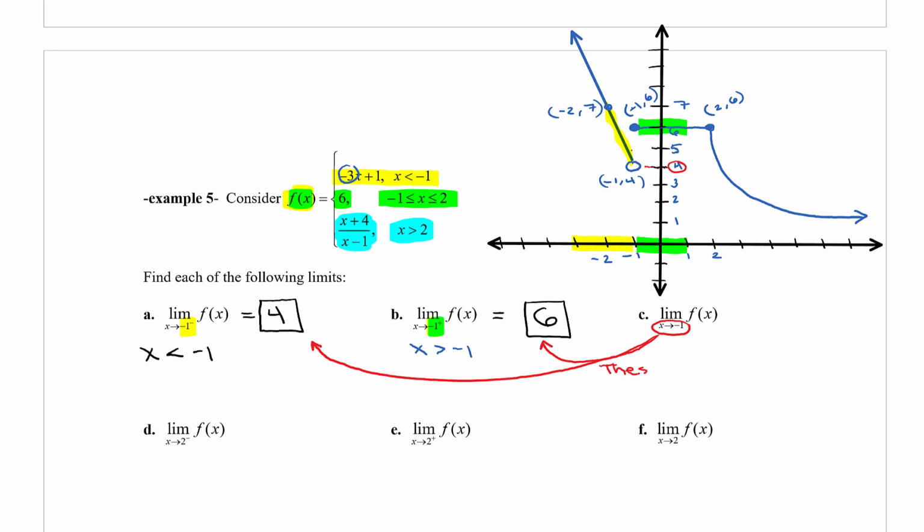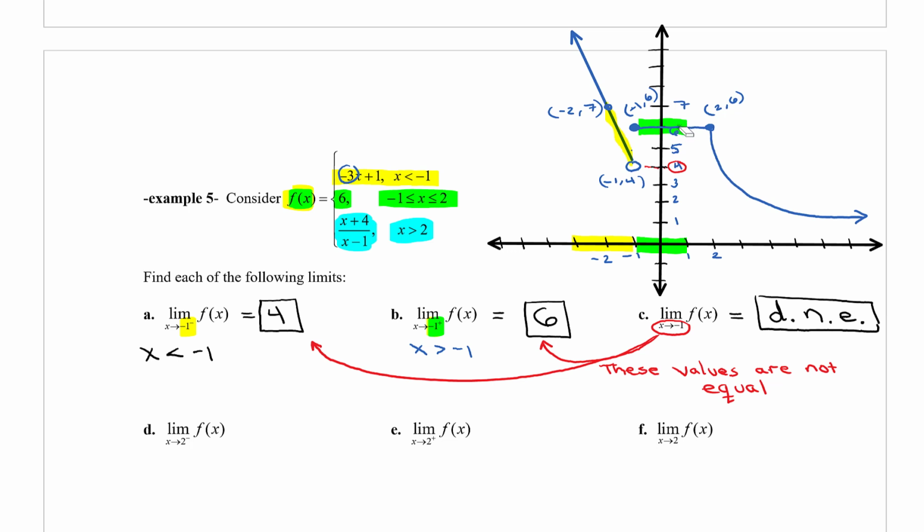So I've gone ahead and I've circled where it says x is approaching -1, and I have drawn arrows pointing at the two values from the left-hand limit and the right-hand limit, and I wrote these values are not equal. So therefore the limit as x approaches -1 of f of x does not exist, or DNE, and I've boxed that in. D, the limit as x approaches 2 from the left-hand side of f of x.